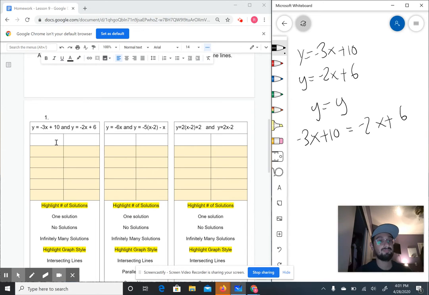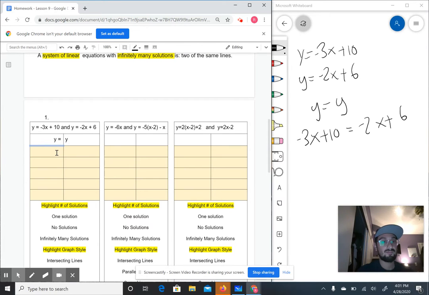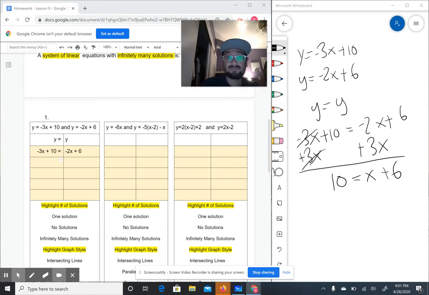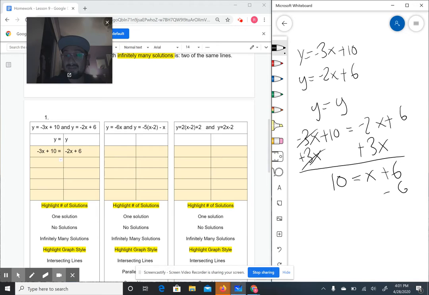Okay, so let's write that down. Y equals y, negative 3x plus 10 is equal to negative 2x plus 6. Now we're going to solve for x. So I would add the 3x to both sides because the negative 3x is smaller than 2x. So cross out the 3x, cross out this, negative 2 plus 3 makes 1x, but I'm not going to put the 1. I'm just going to leave it as x, right? Subtract the 6 from both sides. So 4 is equal to x.